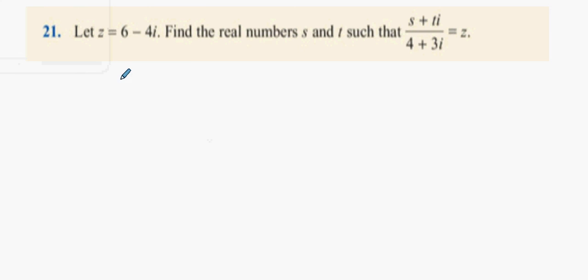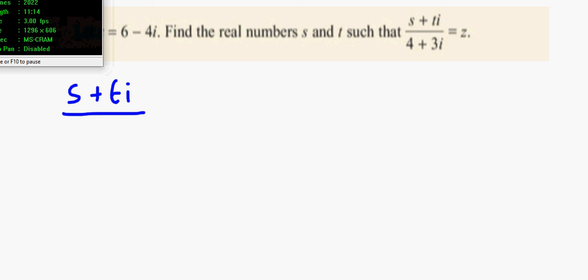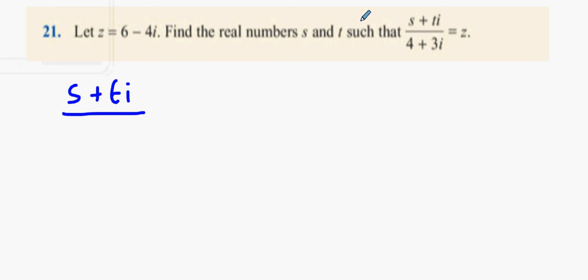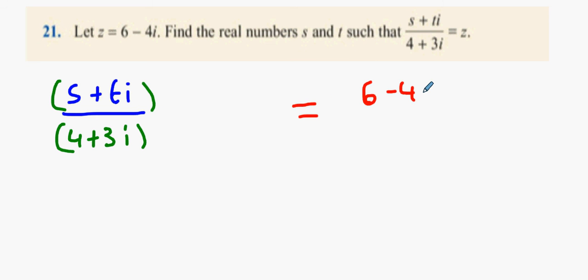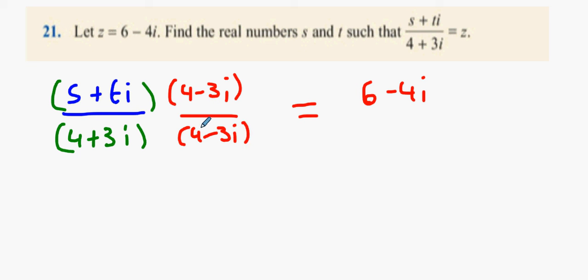The first way is you have s plus ti. Alright guys. Now, 4 plus 3i. Now guys, you can do it 2 ways, right? Method number 1 would be to multiply top and bottom, and that equals z, which is 6 minus 4i. A method that some people would try is to multiply the left hand side by 4 minus 3i top and bottom. Now what would that do? That would get rid of the denominator, wouldn't it? It's a longer, more difficult way. Don't do that if you can. Here's what I suggest instead.